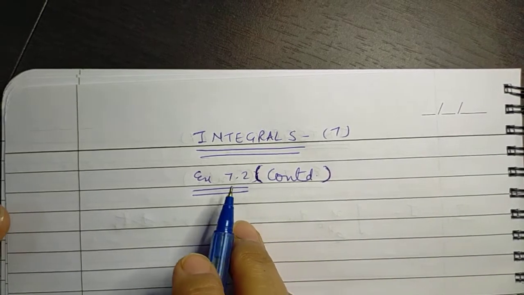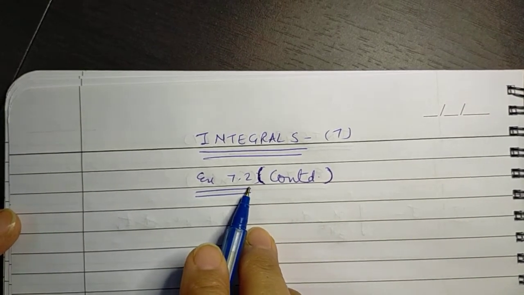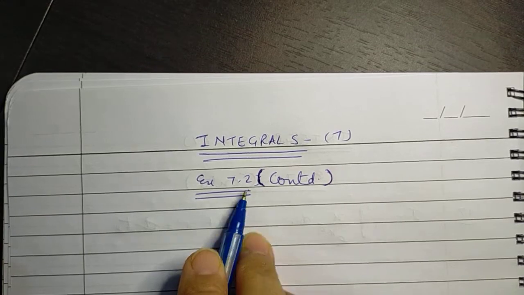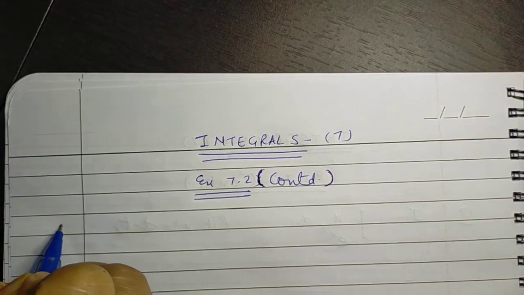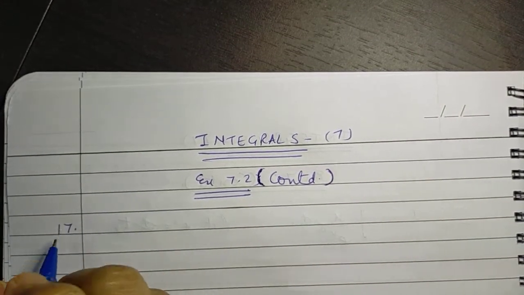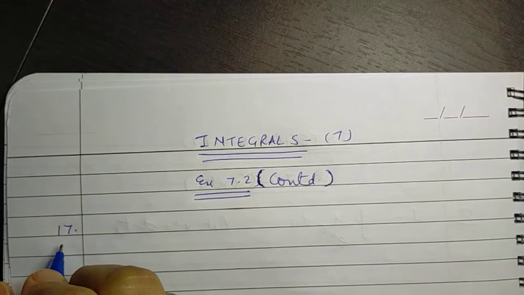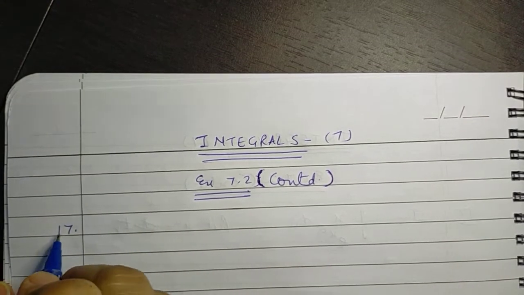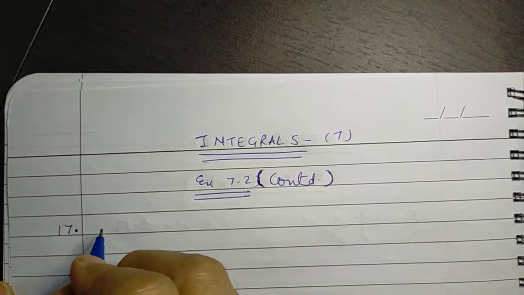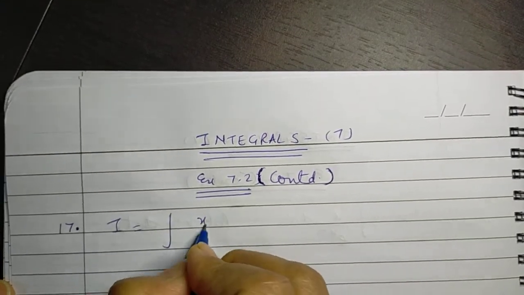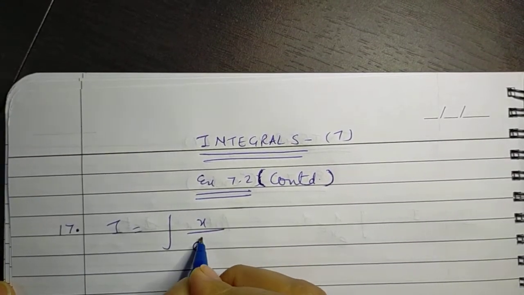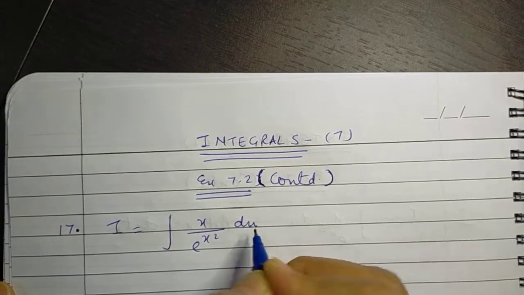Good morning. Let us continue with exercise 7.2. So, today we have to take up from question number 17 onwards. Question number 17 says, 16 is similar to it. So, I am taking up 17th. I is equal to the integral of x upon e raised to the power of x squared dx.